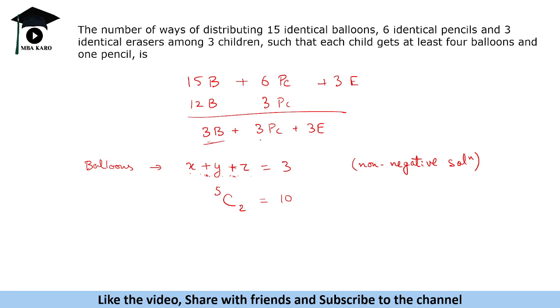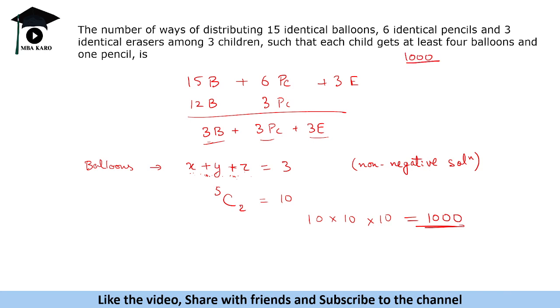Now we have to distribute 3 pencils. The same goes for pencils: x plus y plus z is equal to 3, so we get 10 ways of distributing the pencils. And for the erasers, the same way, x plus y plus z is equal to 3. So 10 ways for balloons, 10 ways for pencils, 10 ways for erasers. So we can distribute this in 1000 ways. So the answer is 1000.